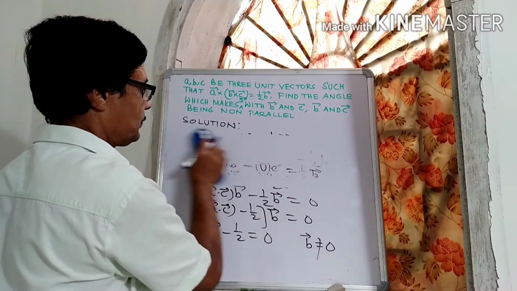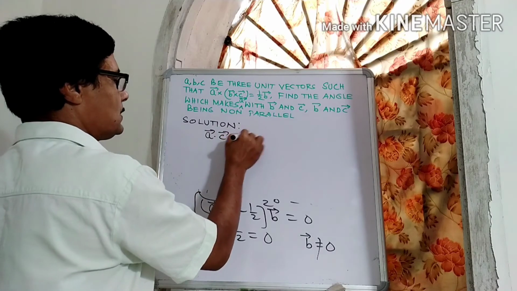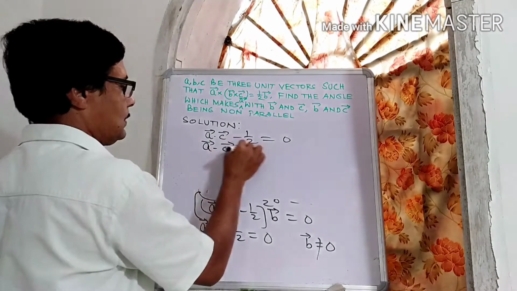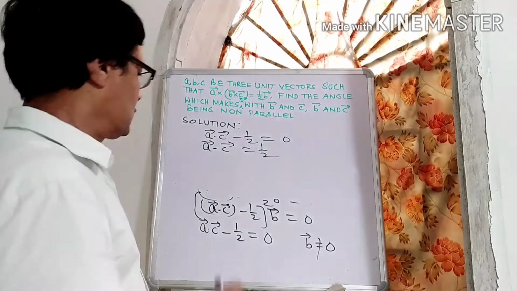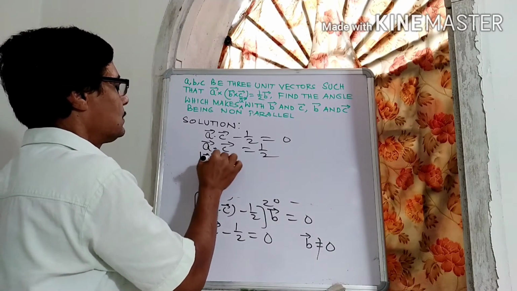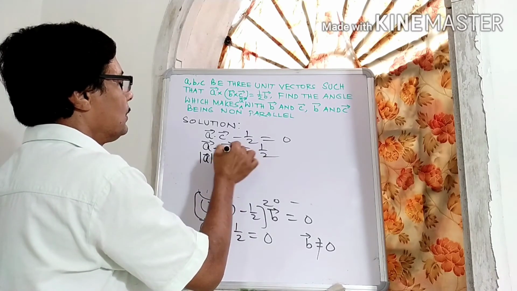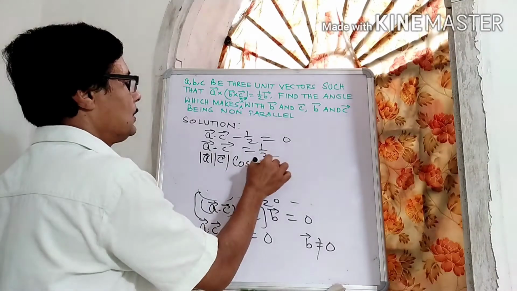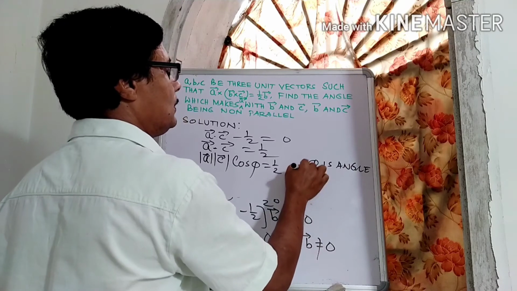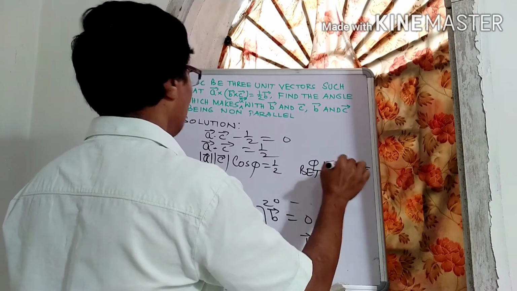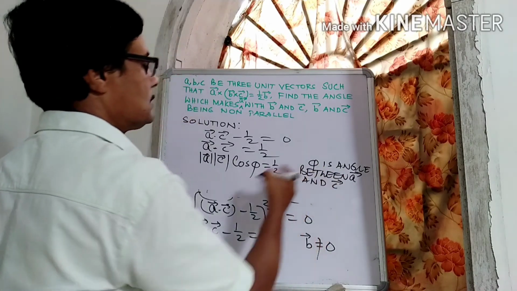Now we have A dot C minus half equals 0, that is A dot C equals half. We know the formula for the dot product of two vectors: the product of the magnitudes of the two vectors into the cosine of the angle between them. Let phi be the angle between A and C.